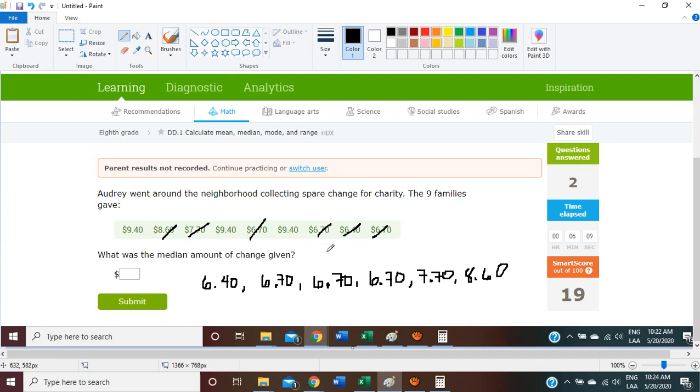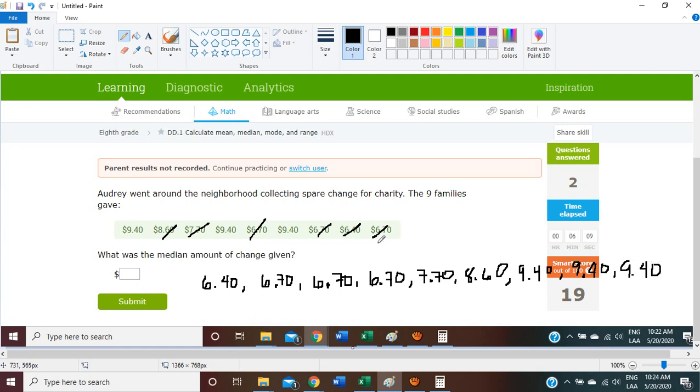940, 940, 940. Okay, comma, 940, comma. Sorry about that, guys, but I need the space. 940, comma, 940.